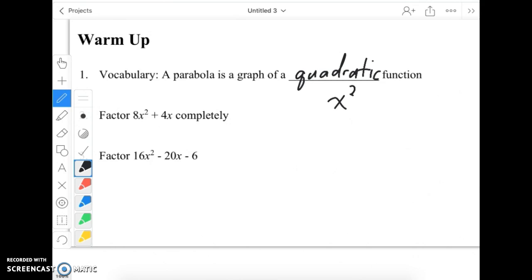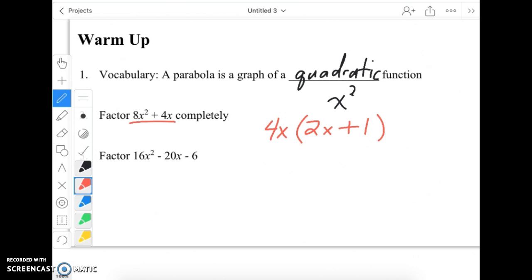For the second one, if we were to factor 8x squared plus 4x completely, remember we are asking ourselves, what would we be able to take out of both of those terms? The largest number that I would be able to take out is a 4. And then I would also be able to take an x out of both of them as well. So we would have 4x on the outside. And then on the inside, if I took a 4x out, we'd be left with a 2x, and then a plus 1. So if we were to distribute that back in, it would look like what we started with.